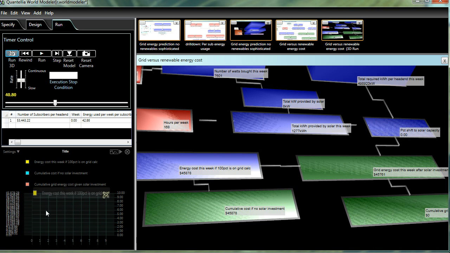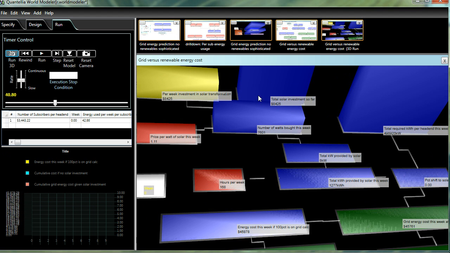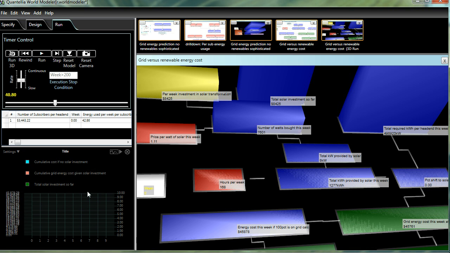And we'll take off the thing that we had before. And then the other thing that I like to do here is, again, to track this total solar investment, just so we can see how that's a component of it as well. Okay, so we'll start this simulation, and I'm going to tell it to stop after week 200, because that's where I really had those curves. They only go out to 200 weeks.